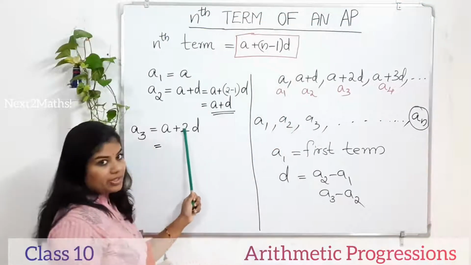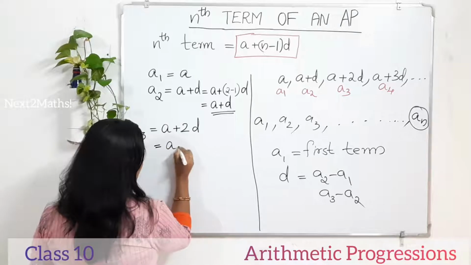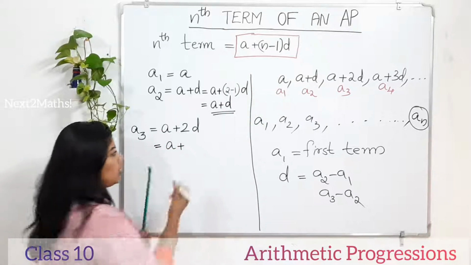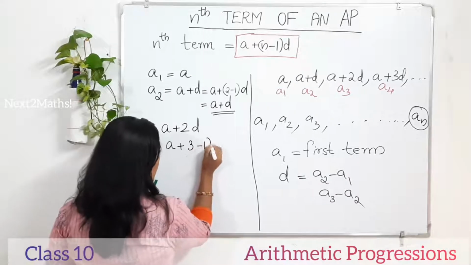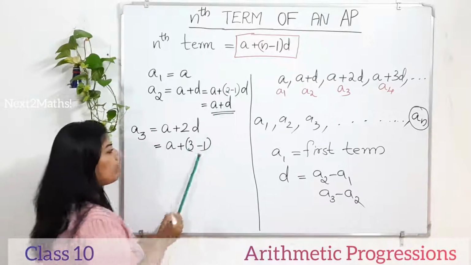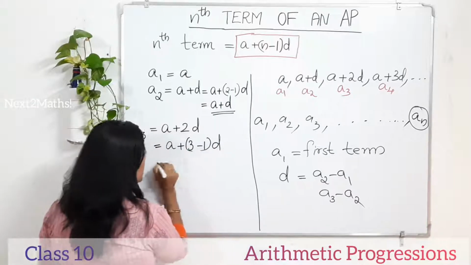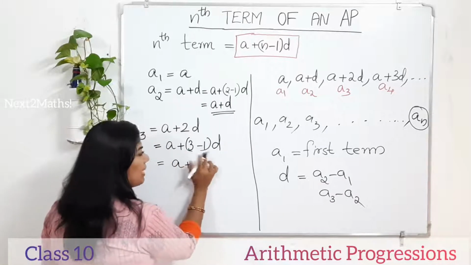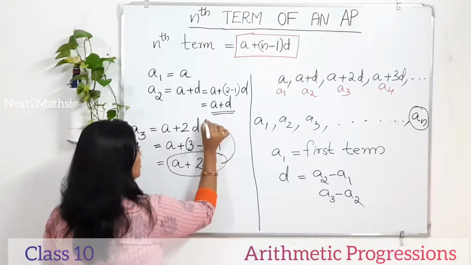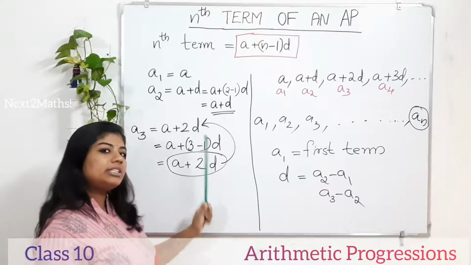Likewise, you are getting this general form: A plus n minus 1 into D. Here it is the third one, so 3 minus 1. If it is the second one, you write 2 minus 1, like that. So A plus 3 minus 1, which is 2, so 2D. See how you got this? This is how you got the general form.